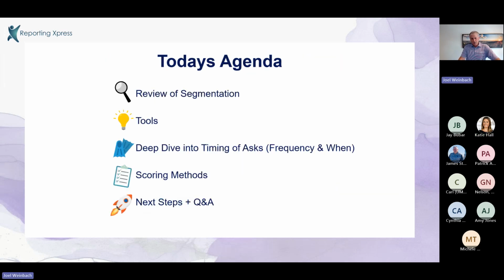Today's agenda, we're going to talk a quick review through segmentation again. Not everybody has seen that, and even if you have, it's a good idea to level set again if you don't remember everything. We'll talk very briefly about some of the tools that you might use to perform this type of analysis, and then we'll start our deep dive into the timing of asks, scoring methods, and next steps, and answer any questions anybody may have.